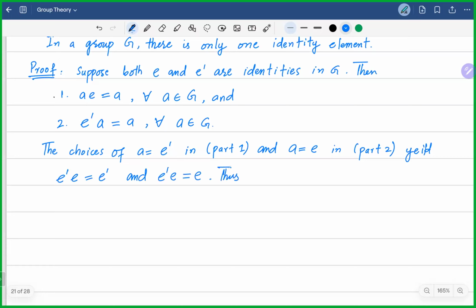Thus, E and E prime are both equal to E prime E, and so are equal to each other.